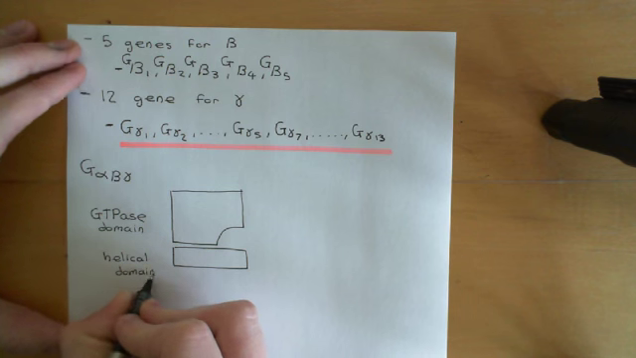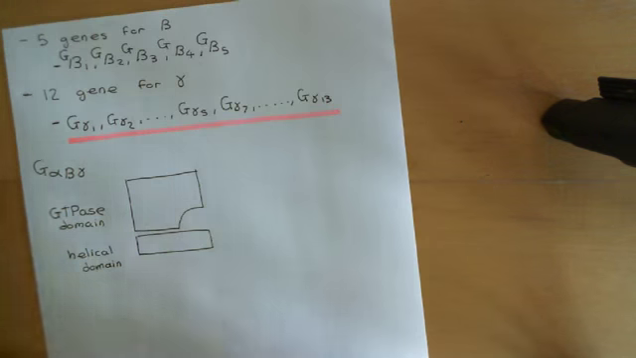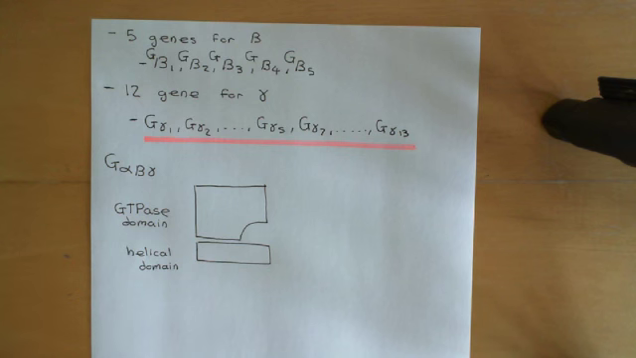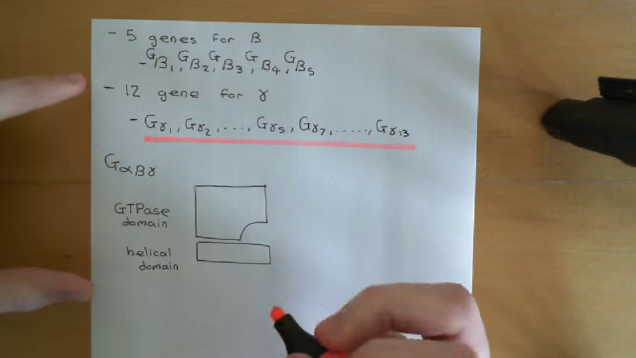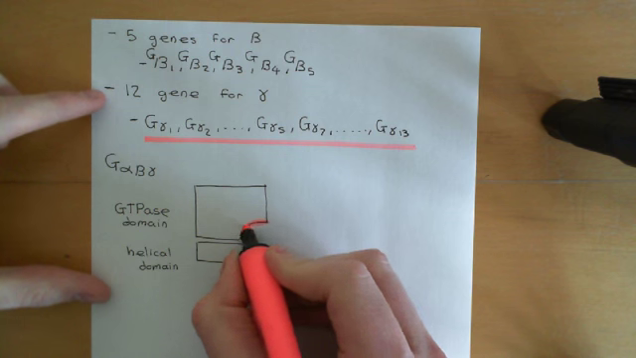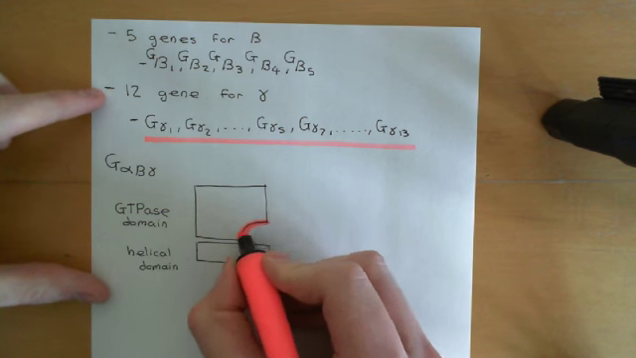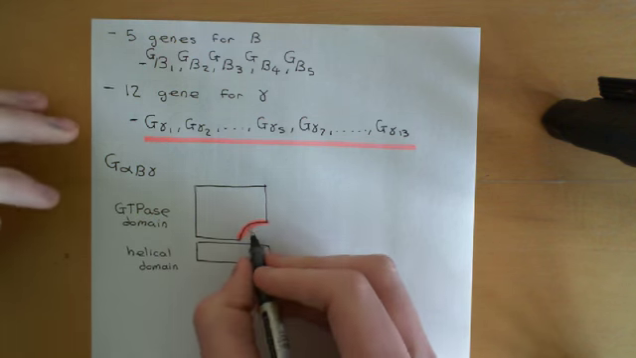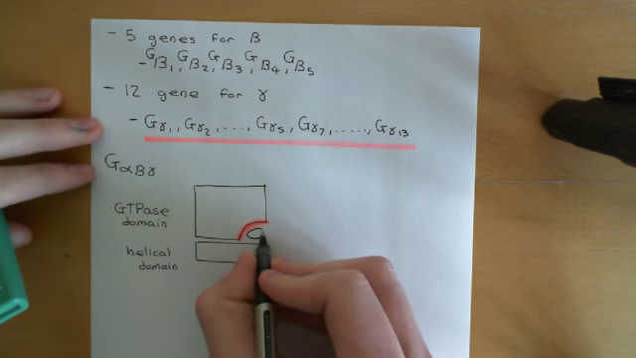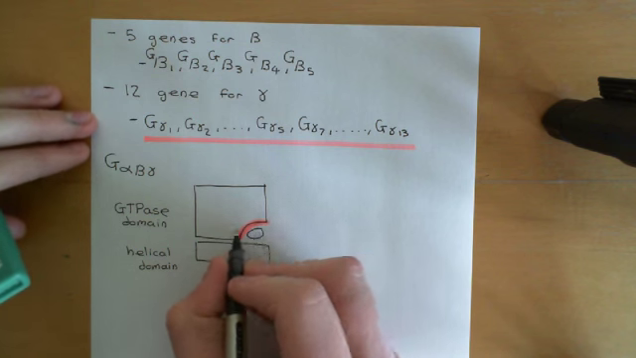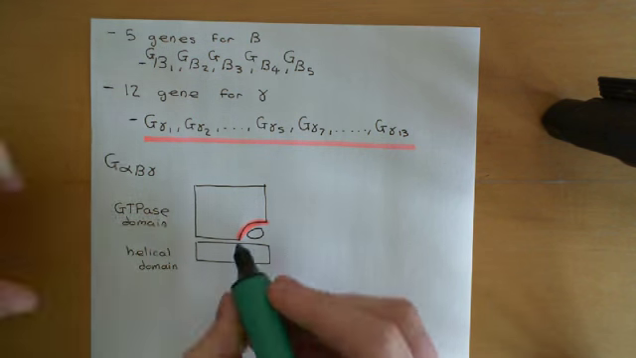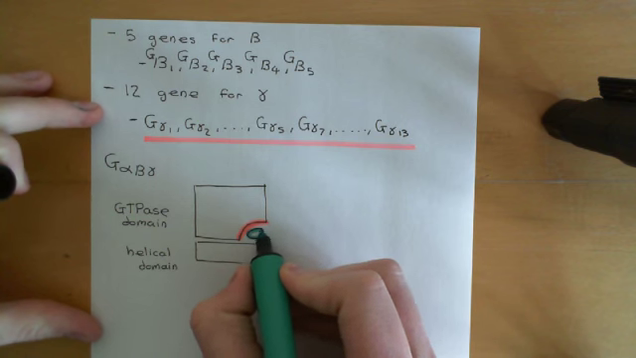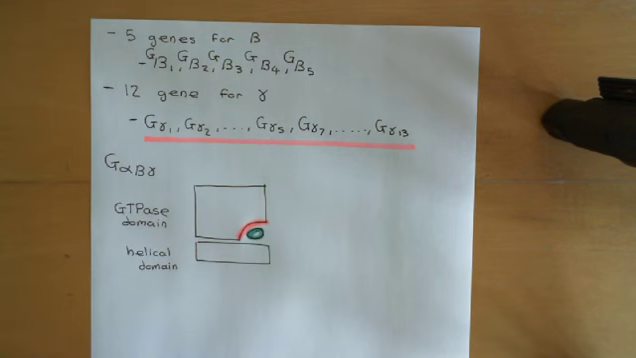Now, this little site that I have left here is going to be the site for binding to guanine nucleotides, so binding to GDP and GTP. Initially, when the heterotrimeric G protein is in the off state, you're going to have GDP bound there. So the binding site for the GDP is within the GTPase domain of the alpha subunit of the heterotrimeric G protein.